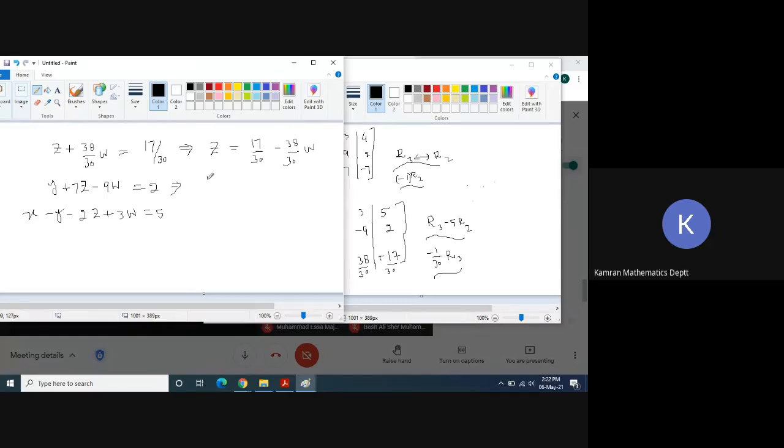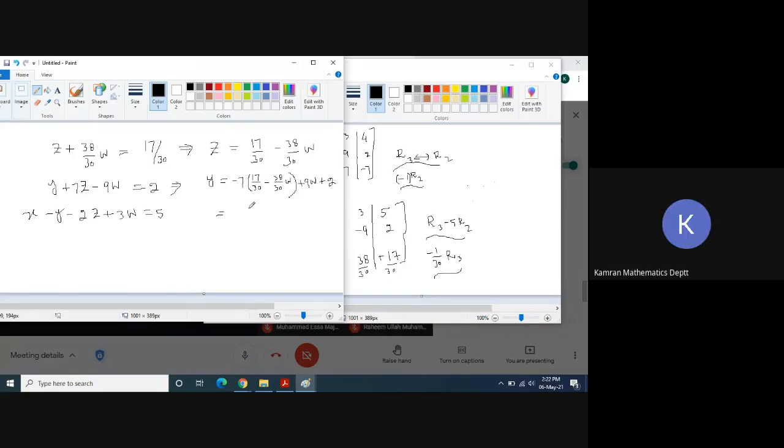this implies that y is equal to, shift these two terms to the right side, y is equal to minus 7 into z. Use the value of z. The value of z is 17 by 30 minus 38 by 30 w. So this is the value of z. Minus 9w, so to the right side it will be plus 9w and plus 2. Simplify it.